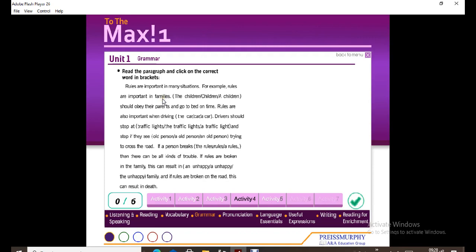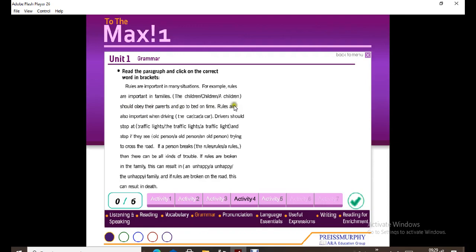Now, shall I say "the children" or "a children" should obey their parents and go to bed on time? This is a rule. You have to go to bed on time. So which one am I going to choose? Yes, children alone. "A" goes with a singular noun, and this is plural. This is wrong. It means they are known for you, and I'm talking about them for the first time. I'm going to choose children. So, children should obey their parents and go to bed on time.